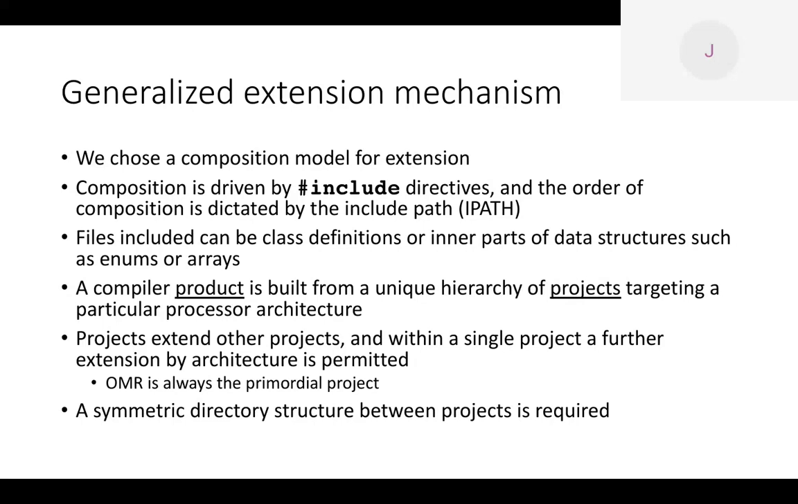The other requirement that this imposes, and we'll see that in a little bit, is that it does require a symmetric directory structure between projects. What that means is that if you're creating CodeGen classes, they all have to live in the CodeGen directory on every single project. The reason this is necessary is because this whole thing is dependent on the iPath, right? You need to be able to find things in a very symmetric way using the iPath.